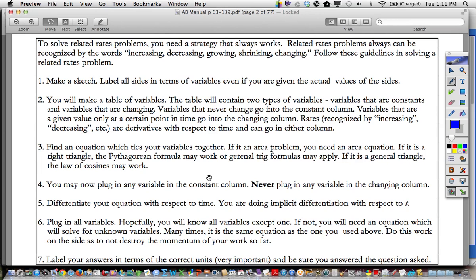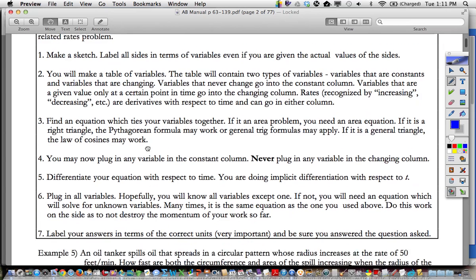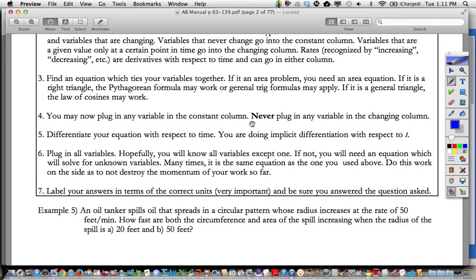All right, so now it says you can plug in any variable in the constant column. Never plug in a variable that's in the changing column. So that's what I'm saying. We can go ahead and plug in the constants, I think, right away. Then we do the derivative with respect to time, t, implicit differentiation. So you're going to have x primes and y primes and h primes and r primes all over the place. Then we can plug in the rest of the variables. Then we can put the 5 in for the y, and so forth, and so on. And then you finish out. Okay, so those are the steps.